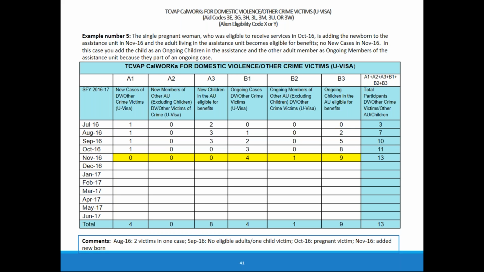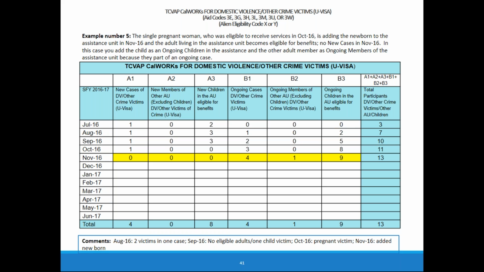Example number 5. The single pregnant woman who was eligible to receive services in October 2016 is adding the newborn in the assistance unit. And also, the adult living in the assistance unit becomes eligible for benefits. We have no new cases in November 2016 to report. In this case, you add the child as ongoing children in the assistance unit and the other adult member as an ongoing member in the assistance unit because they are part of an ongoing case. This information will be entered in the November 16 row.